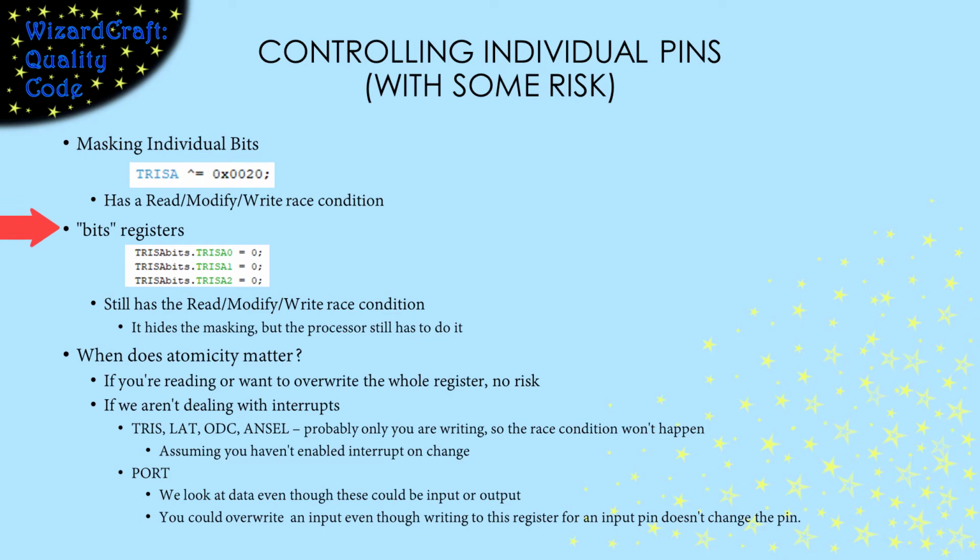The xc.h file also gives us bits definitions for each of the port level registers that let us change one bit at a time. While this may look simpler, these still have the race condition. They've hidden the masking that we did when we modified TRISA, but it still happens, so they still have that race condition. So these strategies work, but they have some risk. So we need to think about, when are we worried about that risk?